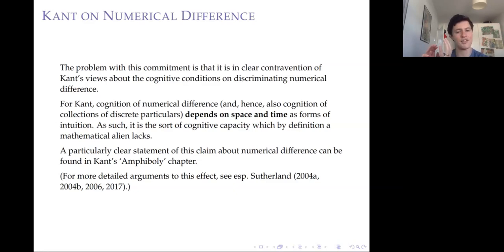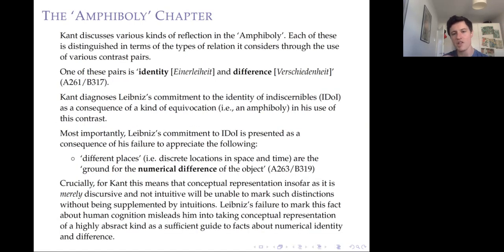And I'm going to say this gives us really good evidence that he thinks that we could be very misled if we didn't take this distinction very seriously. So in the amphiboly chapter, he does a lot of things, but one of the things he does is he talks about Leibniz's commitment to the identity of indiscernibles.